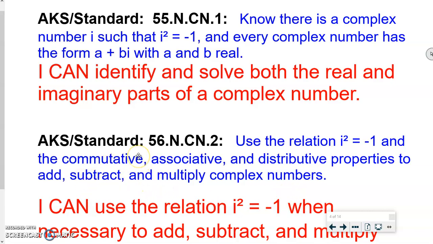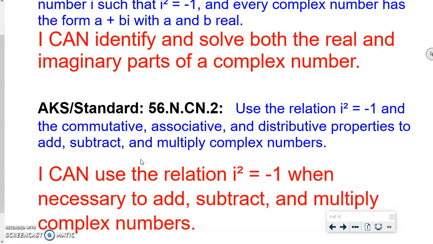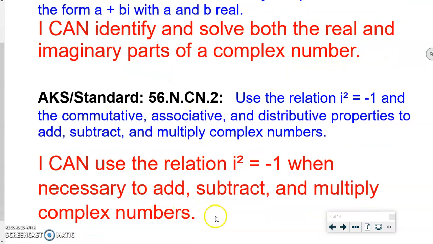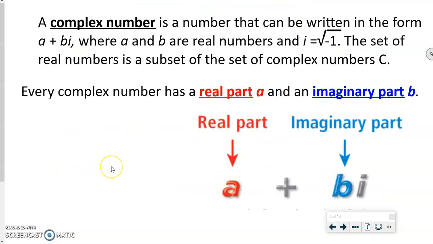I can identify and solve both the real and imaginary parts of a complex number. I can use the relation i squared equals -1 when necessary to add, subtract, and multiply complex numbers. Those are our I can statements for today, so that's what we should be able to do by the end of the lesson today.